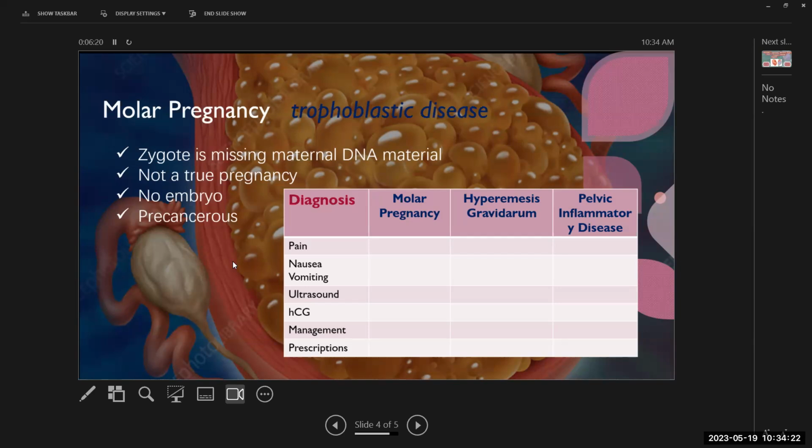So let's think about a clinical scenario so we can learn to differentiate what is going on with our client. Is she experiencing a molar pregnancy, or is it hyperemesis gravidarum? Or maybe it's pelvic inflammatory disease. Missing a Y there. So pain, are we going to see pain with these? Usually with hyperemesis gravidarum, we're really not going to see pelvic pain. Okay, so we're going to put an X there.